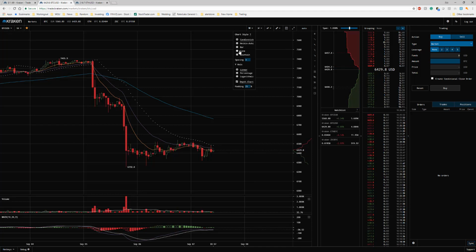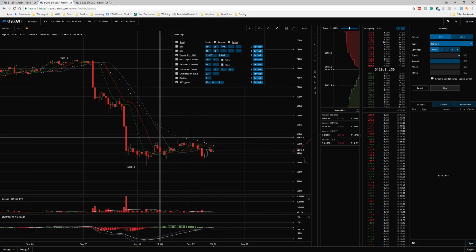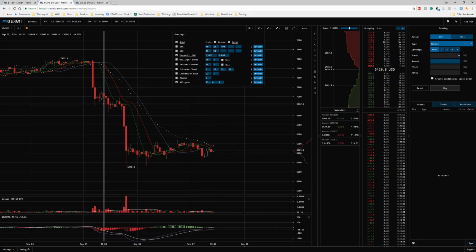The indicators that they have here, you can change the type of chart you want to look at. If it's a line chart, a bar chart, or the Heikin-Ashi charts, you can adjust the charts to be a percentage or logarithmic. The overlays that they have here are very limited. The Williams alligator is an interesting moving average crossover system where the three moving averages are identified as the lips, the teeth, and the jaw. So it's like a mouth is opening. That's the Williams alligator system.